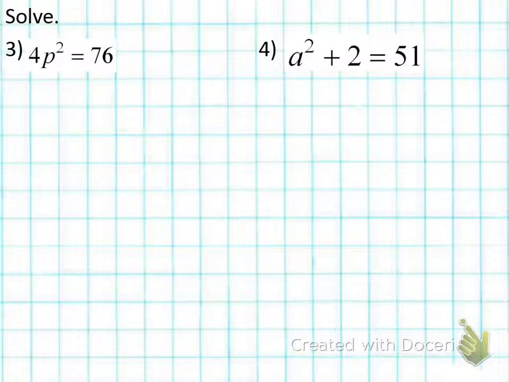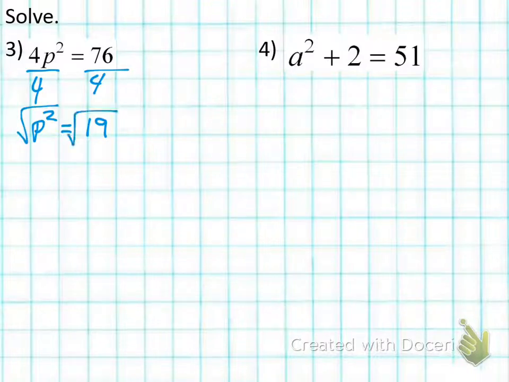Okay, we're dividing by 4 first, right? So we're dividing both sides by 4. So we got P squared is equal to what? 19, okay. Finish this up and then show me your answers. 30 seconds. P is equal to positive, negative, rad 19.